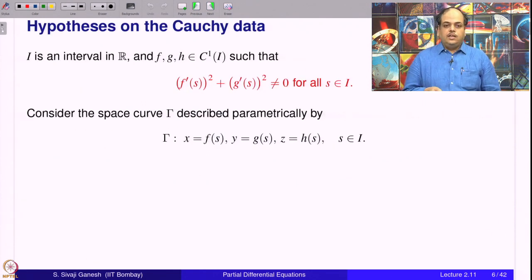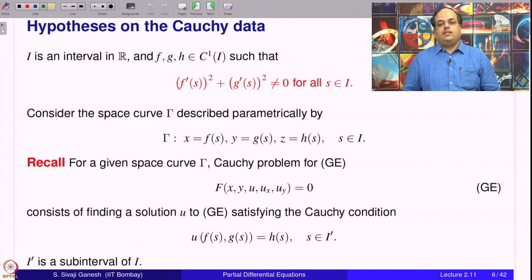The Cauchy data is prescribed by gamma: x equal to f(s), y equal to g(s), z equal to h(s), for s belonging to an interval I, and these functions are C1 functions on the interval I. We assume the projection of gamma to the xy plane, which is denoted by gamma 2, is a regular curve, which means f prime and g prime do not vanish simultaneously at any point on the curve gamma 2. Recall that the Cauchy problem means we need to find a solution of the equation which satisfies u of f(s), g(s) equal to h(s). In other words, (f(s), g(s), h(s)) belongs to the surface z equal to u(x,y).